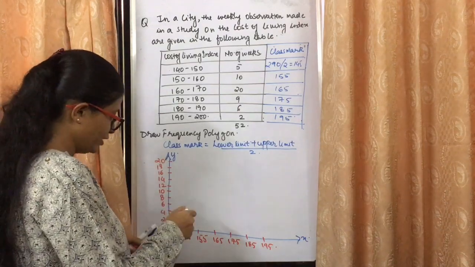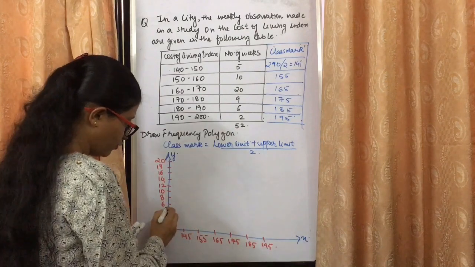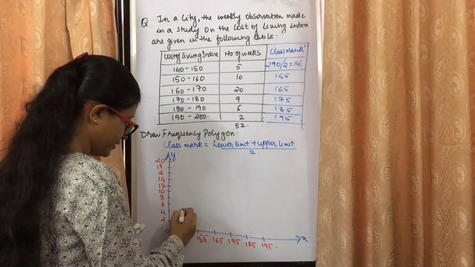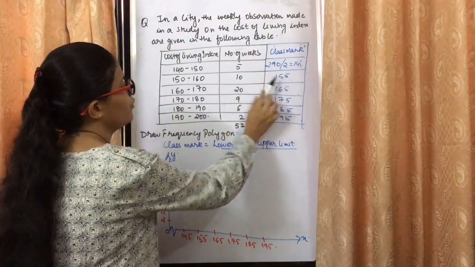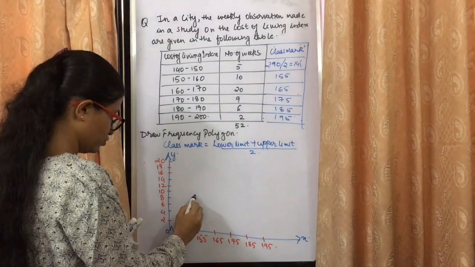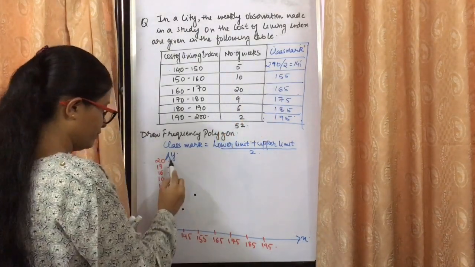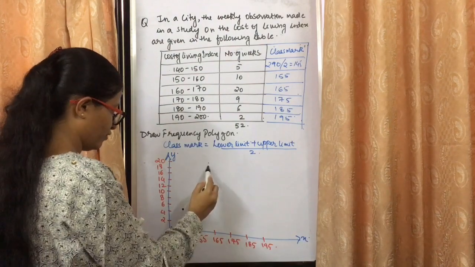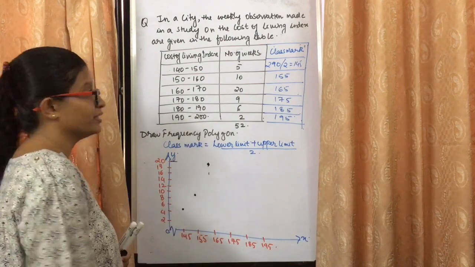5. So I need to plot 145 against 5. So 5 will be here in between and here. So this will be my first point. Now my second point, 155, 10. So 10 and 155. So the intersection comes over here. 20 and 165. This is 20 and 165. This is 165, this is 20. So this is my another point.